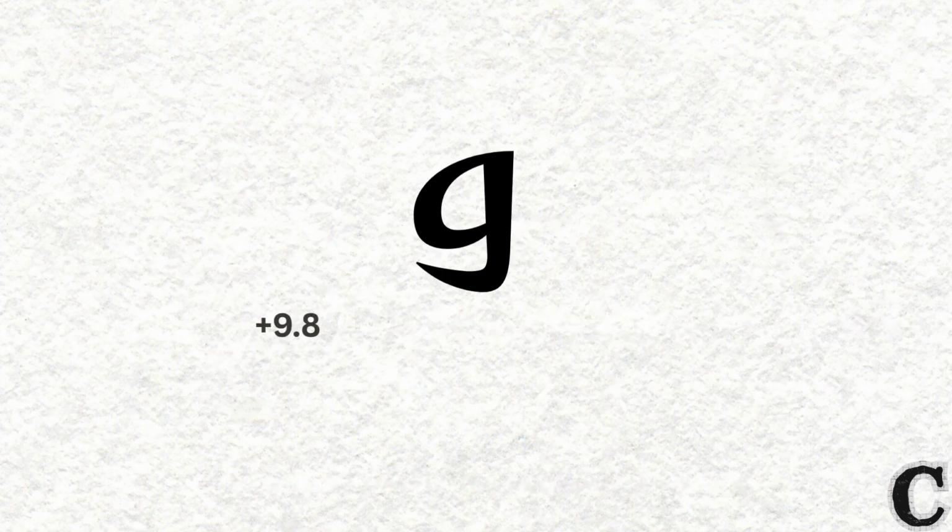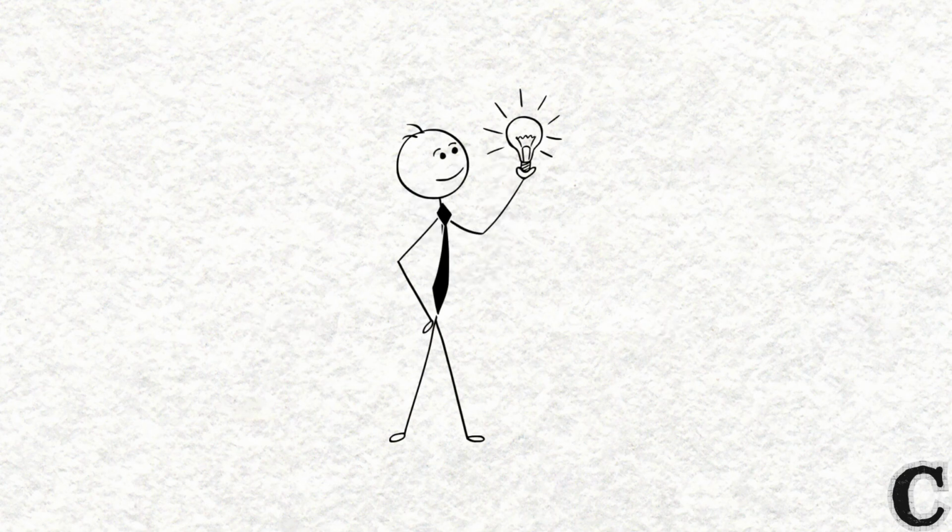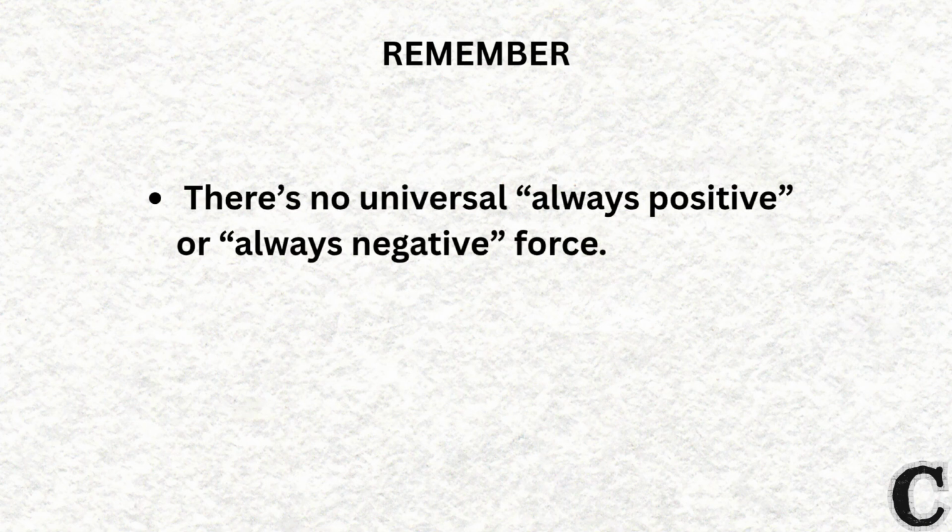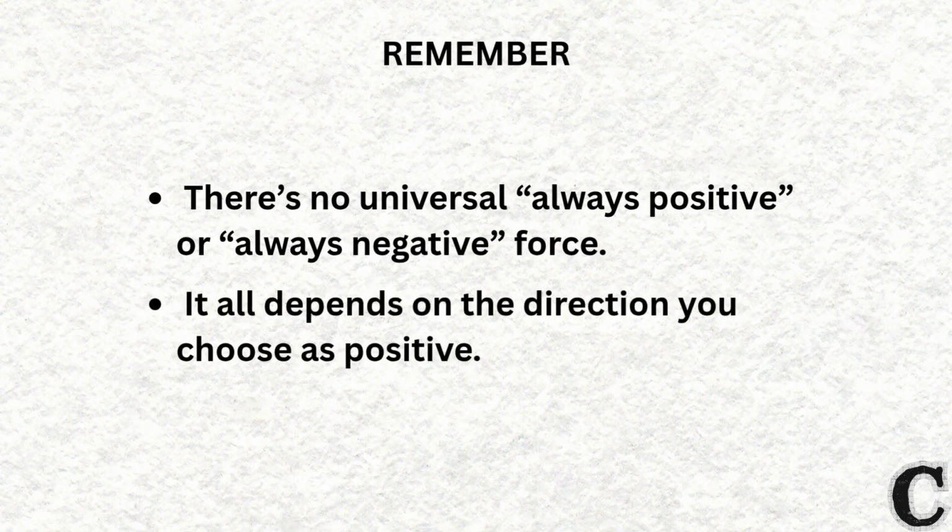In today's video, we'll crack open the cheat code of sign conventions. Ever felt confused whether g is plus 9.8 meters per second squared or g equals negative 9.8 meters per second squared? In today's video, we'll clear up the mystery of sign conventions, and you'll see it's not about memorizing rules, it's about being consistent. Here's something worth remembering. There's no universal always positive or always negative force. It all depends on the direction you choose as positive.